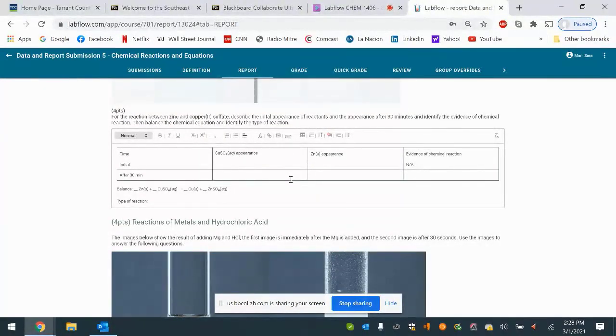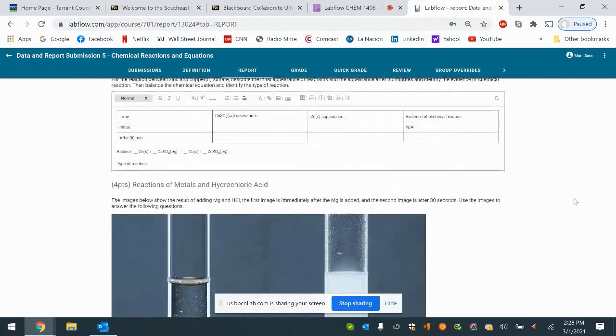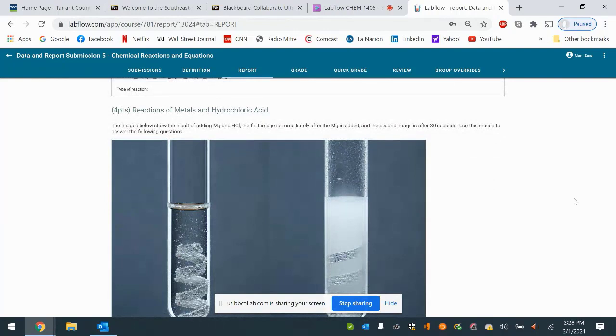So that is what you will have to do. Complete your observations, balance the equation, and write what type of reaction. What type of reaction do you think this one is? Look at the reactants, you have a free element. And look in the product, you have a different free element. So you are going to decide what type of reaction that is.